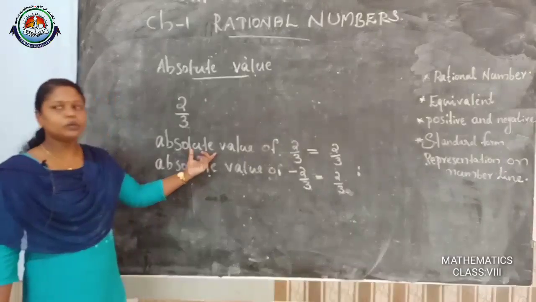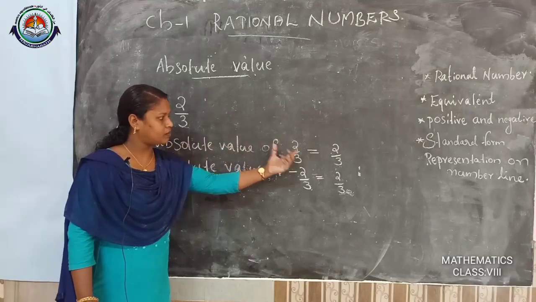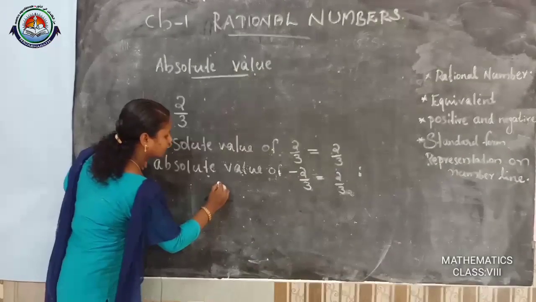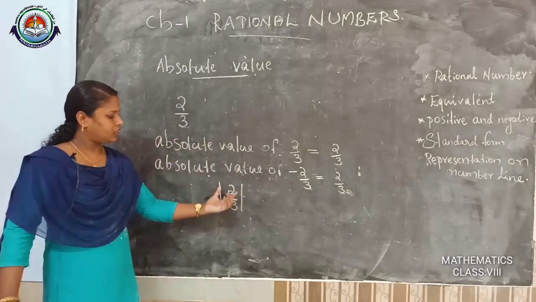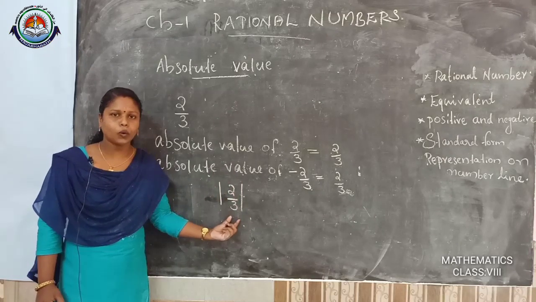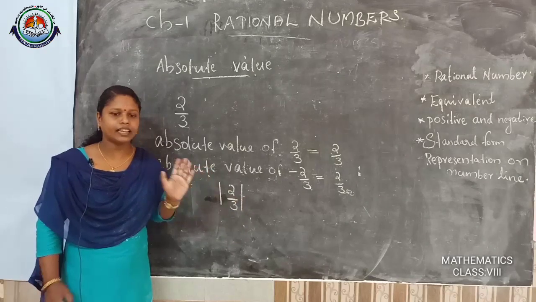For this absolute value, no need to write "absolute value of 2 by 3" like this. We can use a short form, that is |2/3|. If 2 by 3 is written like this, we can read it as absolute value of 2 by 3. Okay, is it clear? I think it is clear.